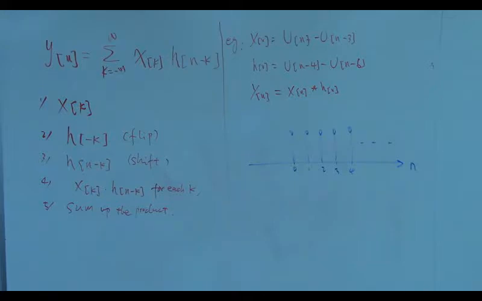Now you draw u[n minus 3]. Then you subtract these two. That is x[n]. And then you change that n into a k, you get x[k].